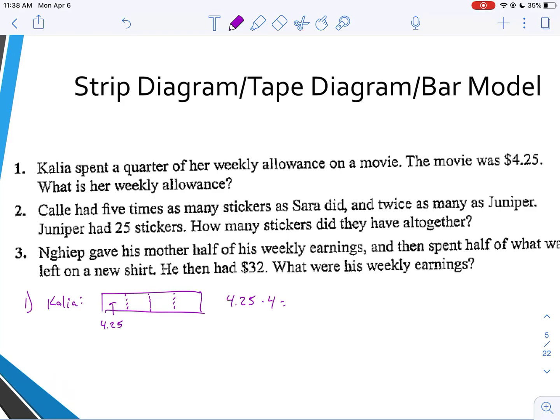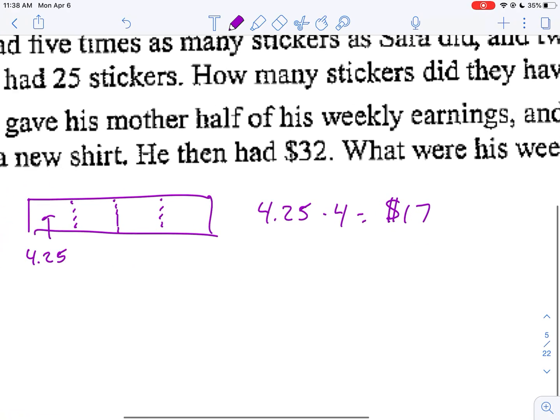What is her weekly allowance? We can see here we can just take $4.25 times 4, and that gives us $17. So her weekly allowance is $17. Number two, Callie had 5 times as many stickers as Sarah did.